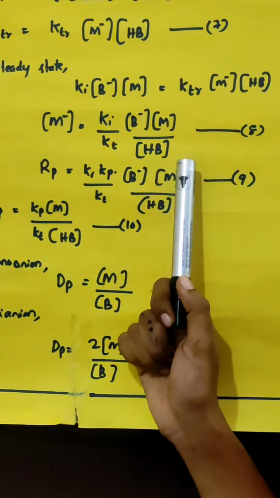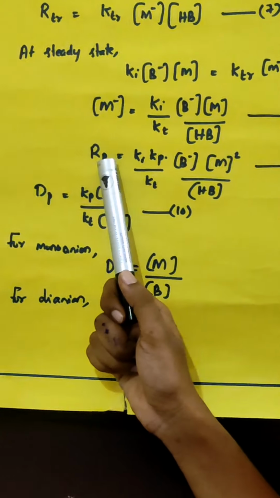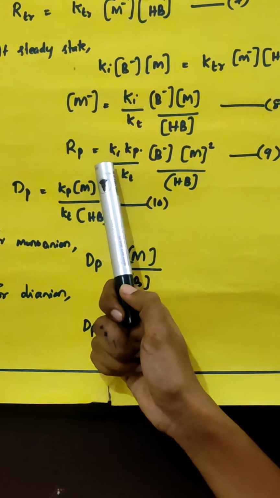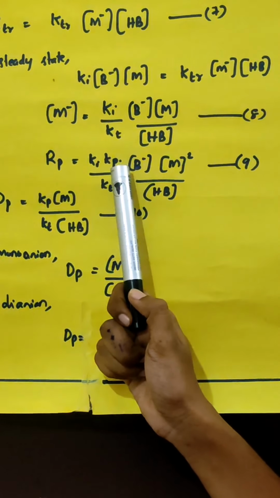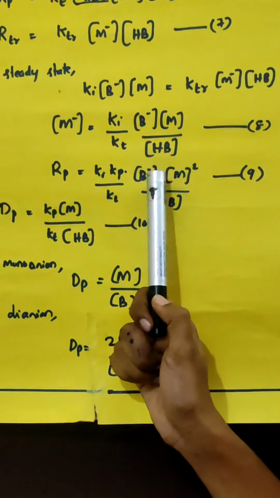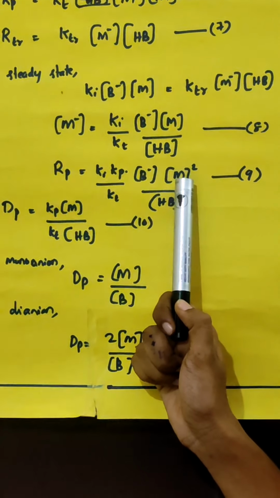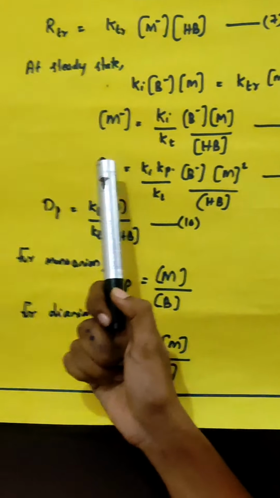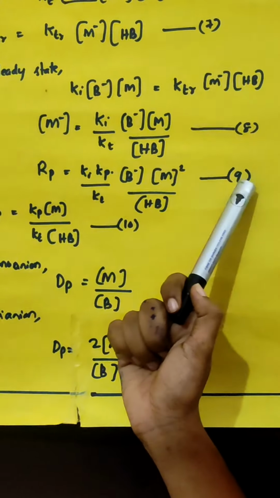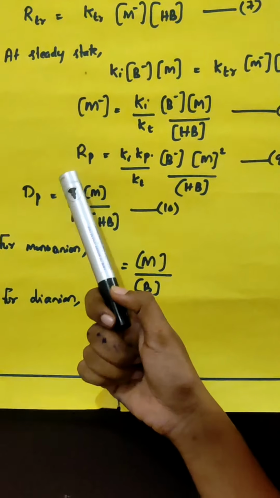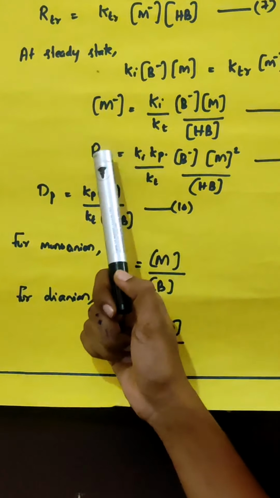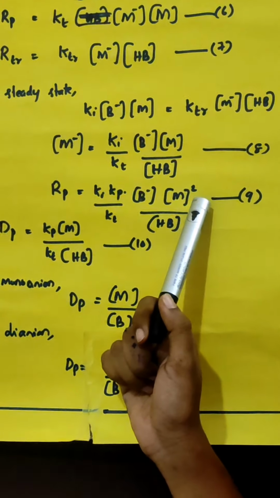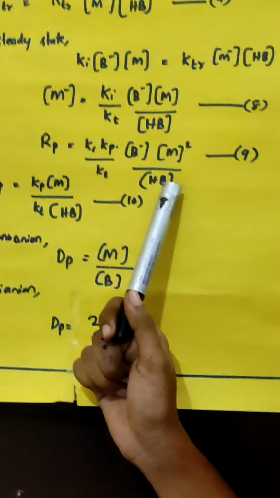Next is the rate of propagation. The rate of propagation is Ki into Kp by Ktr, concentration of B minus into concentration of M squared, divided by HB. From this equation number 9, we can see that the rate of propagation is directly proportional to M squared and inversely proportional to HB.